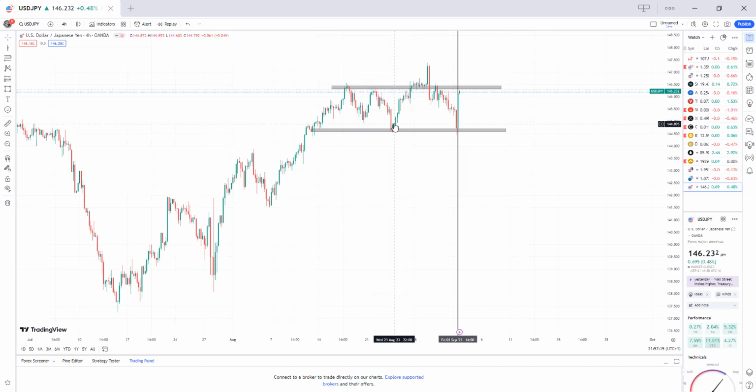So I was expecting a breakout from that resistance, a breakout to the upside. Then once price breaks out from there, I will be looking for a buy opportunity to the upside. So what happened? You can see that massive fake out.